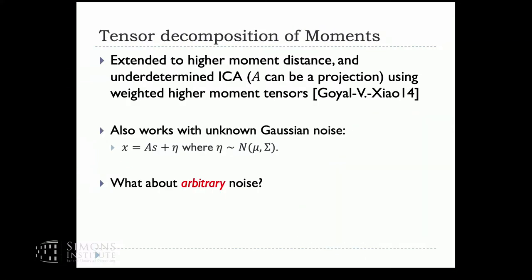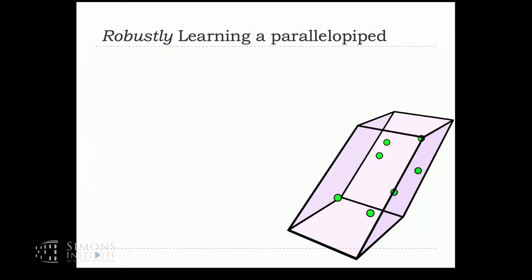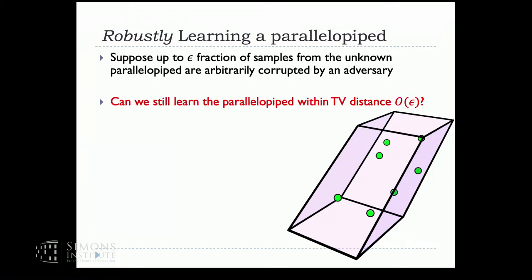What do I mean by that? So here's the data that you would get from the true distribution after shifted, after an affine transformation. But you don't see this. An adversary arbitrarily corrupts an epsilon fraction. So they can take out some, they can add new points, whatever they want. Up to epsilon fraction of the points, they can do whatever they want. Okay, we'll discuss the model formally in a second. Arbitrarily corrupted by an adversary.